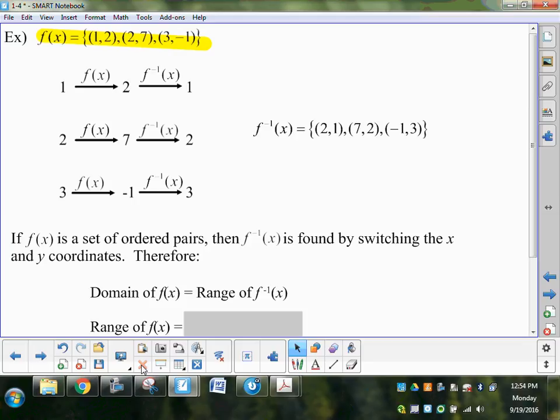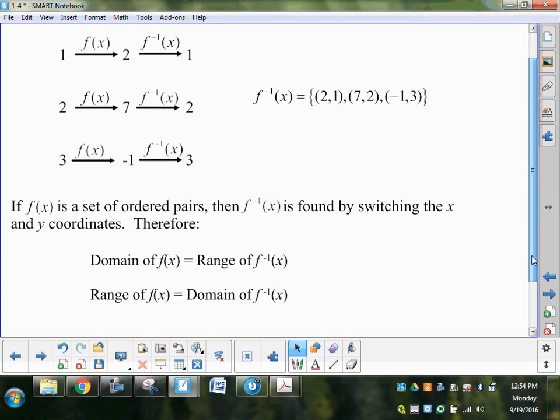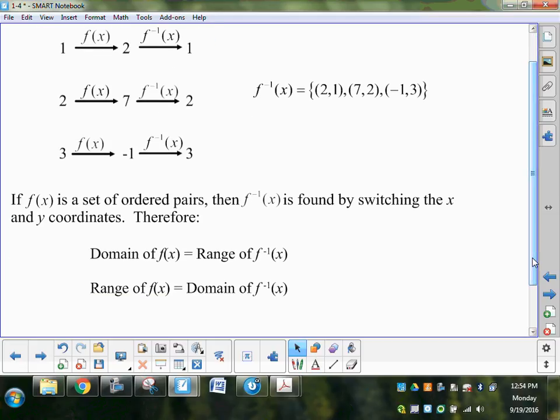Erica T, what would that go to? The domain of the inverse. All you're doing, the x's become the y's and the y's become the x's. Questions on that?